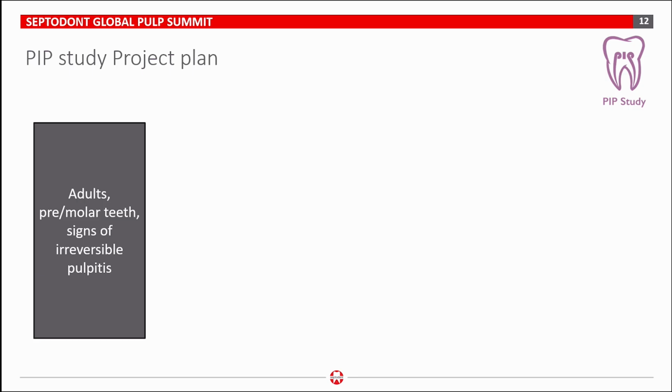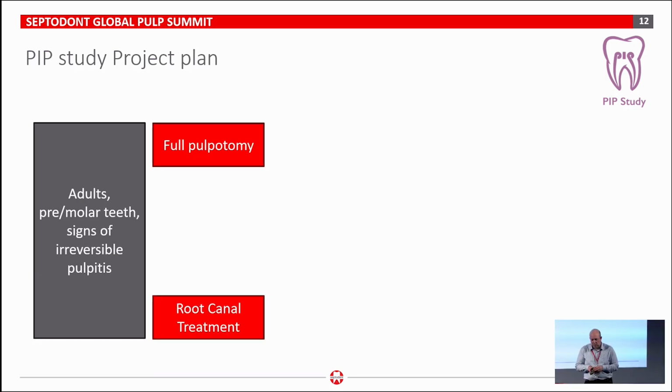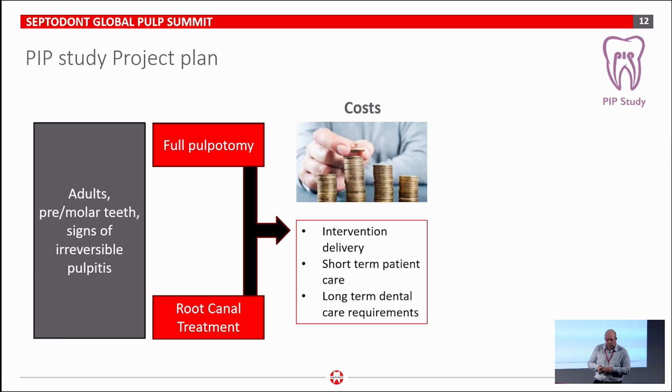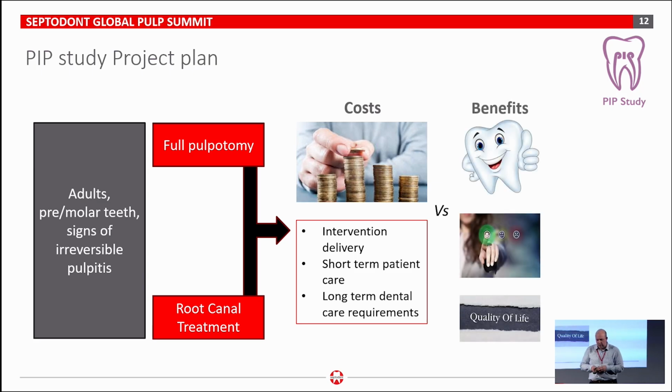So for the PIP study, we're considering adults with premolar or molar teeth who have signs of irreversible pulpitis. Should we use pulpotomy or root canal? And within this setting, we're considering costs. Upfront costs of the intervention delivery, which of course will involve Biodentine. We're looking at short-term healthcare resource use. How many times do people go to their dentist for the treatment? Do they need to come back for pain? And then ultimately long-term care requirements in terms of risk of tooth loss into the future.